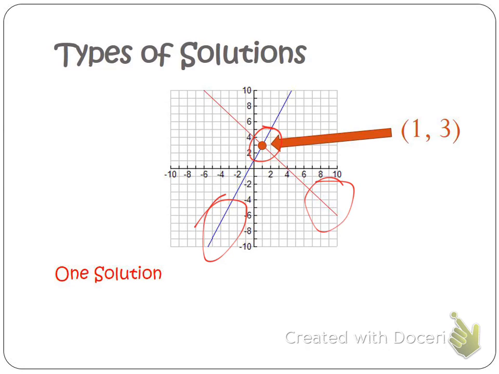Okay? In two lines, if they're going to intersect, most of the time they're going to intersect at one point. They're not going to intersect at 2 points because the line's not going to turn around and come back and intersect the other line again, right? So there's a situation where we might have one solution.